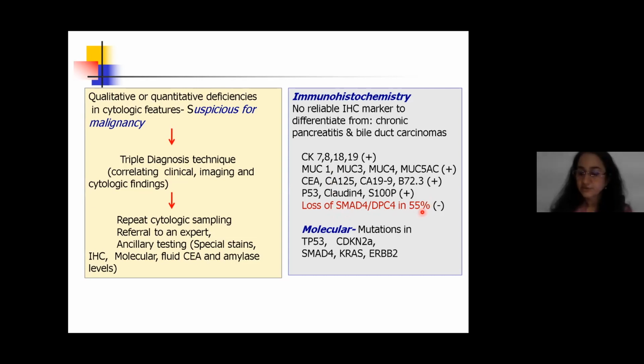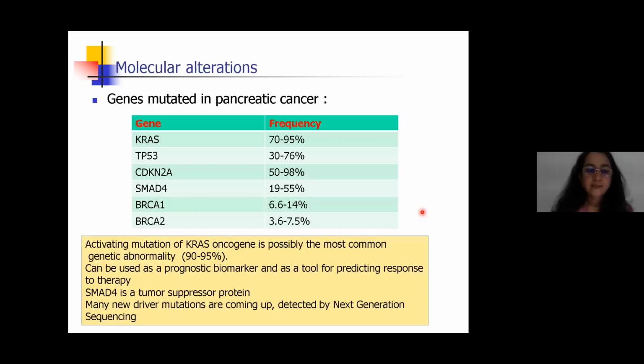And then come the molecular mutations. So what are the genes which are mutated in pancreatic cancer? So the most common is the KRAS.